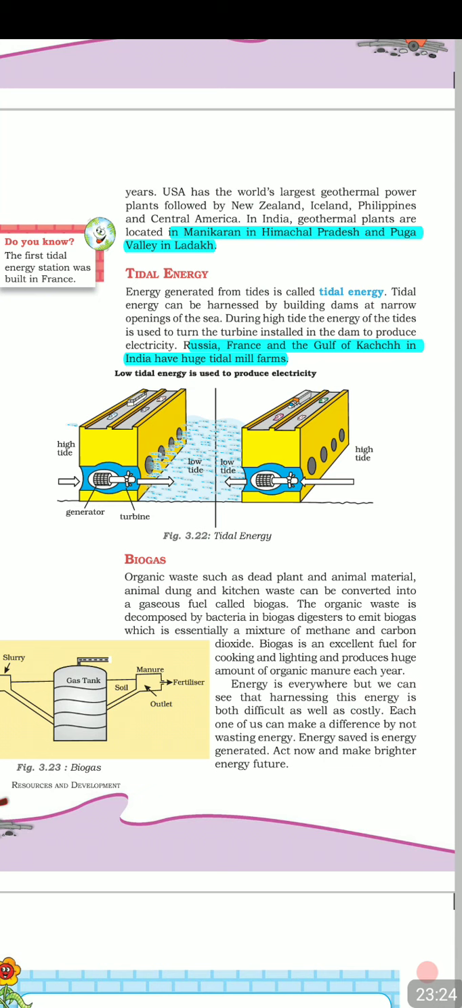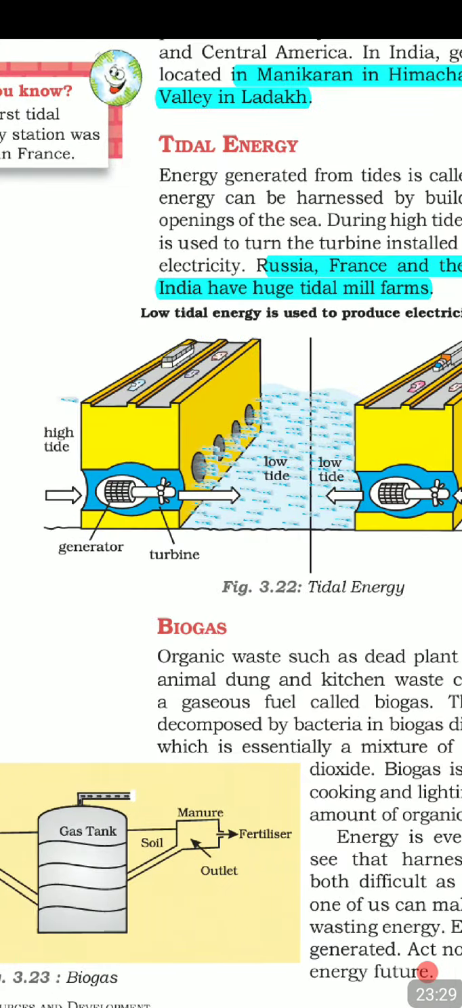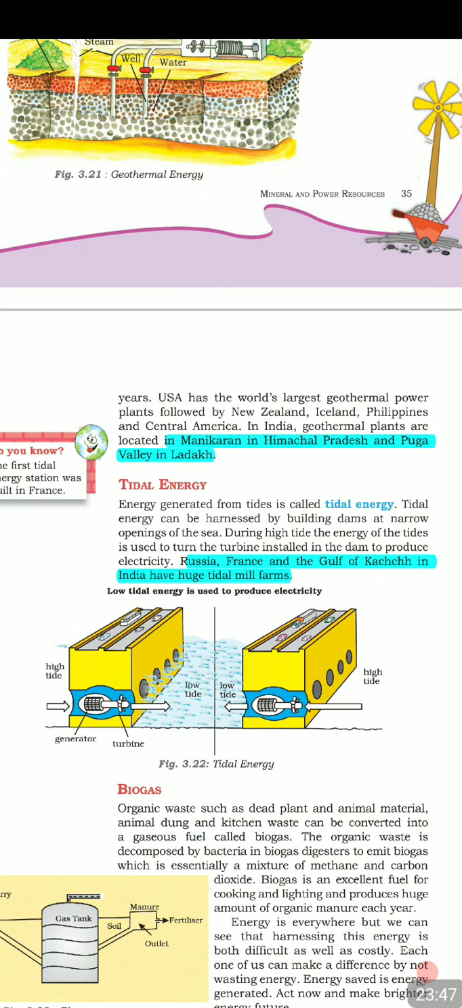Tidal energy. Energy from the tides is called tidal energy. When the high tides come, it moves the turbine, leading to generation of electricity. And when there is a low tide, the water recedes back and the turbine moves in the opposite direction, again leading to generation of electricity, right? We discussed some of the disadvantages of tidal energy. The Gulf of Kutch in India has some tidal mill farms. Apart from that, Russia and France also use tidal electricity.